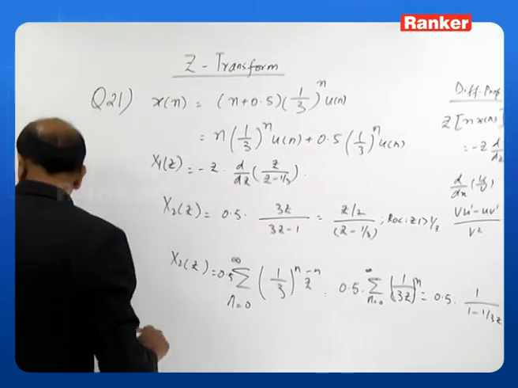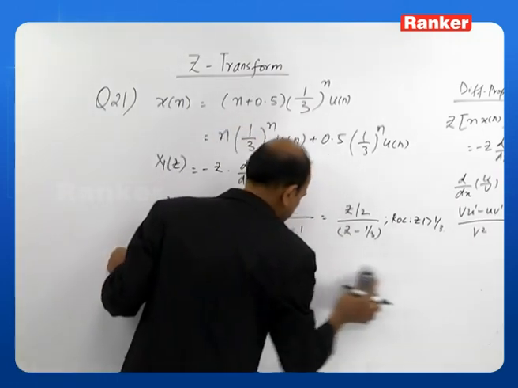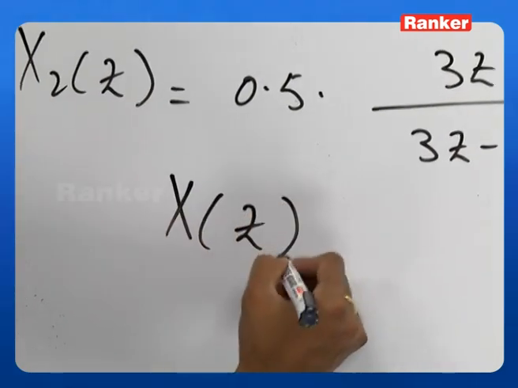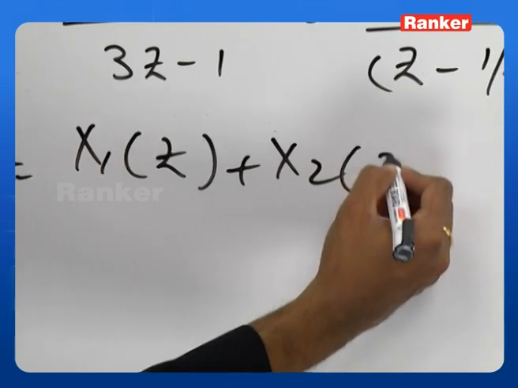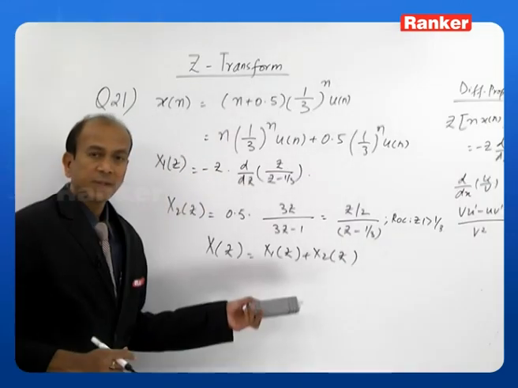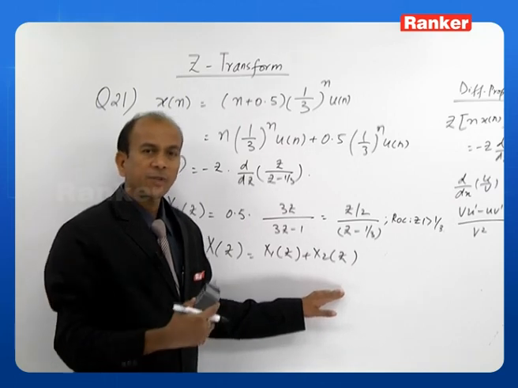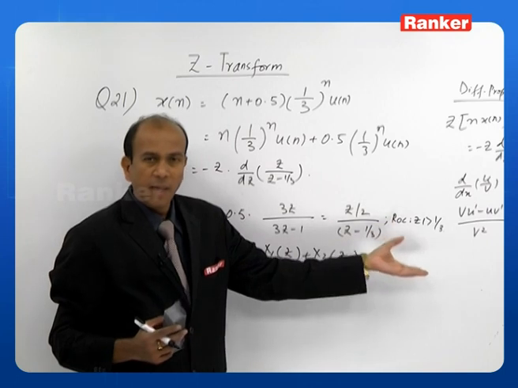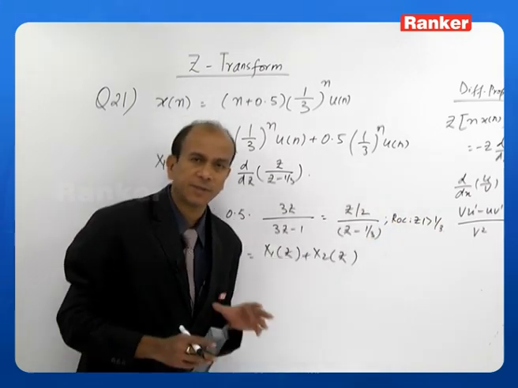Now what is the total x of z here? I can write down here. Total x of z now is, you can just add them, x1 of z plus x2 of z. So this is the total answer, and the ROC of this combination is nothing but intersection of ROC1 and ROC2, that is nothing but |z| greater than 1 by 3, which is common between these two. Okay, so this is the answer for this.